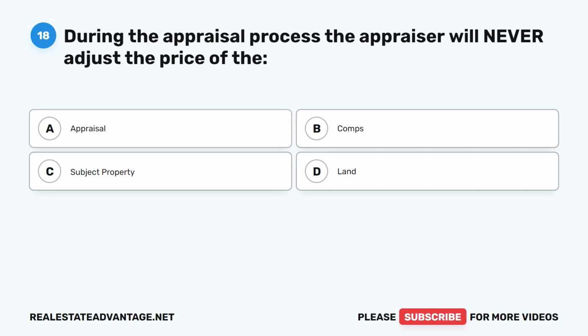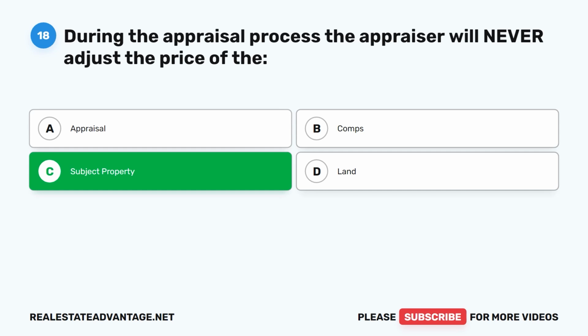Question 18. During the appraisal process, the appraiser will never adjust the price of the A. Appraisal. B. Comps. C. Subject property. D. Land. The correct answer is C.